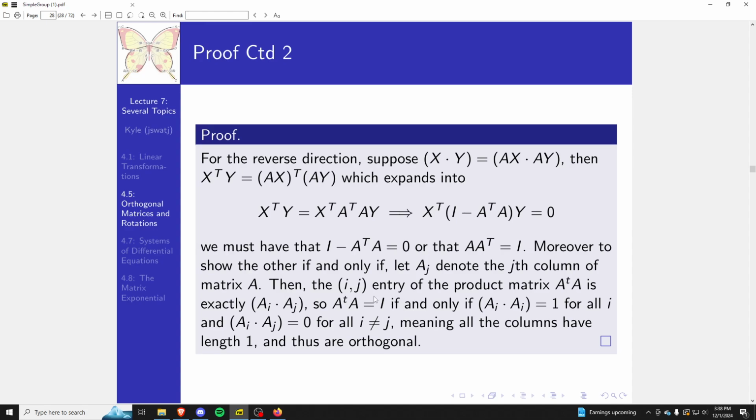Yeah, we assume that A is orthogonal here, so it's the identity, which can only happen if the diagonal is 1 and everywhere else is 0. So that means that every column has to have length 1, and thus are orthogonal.